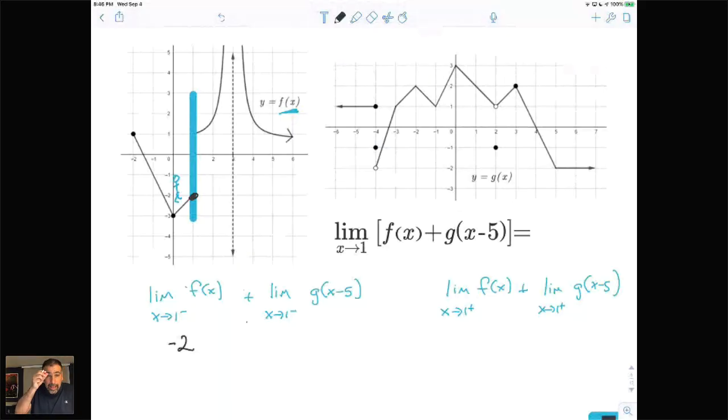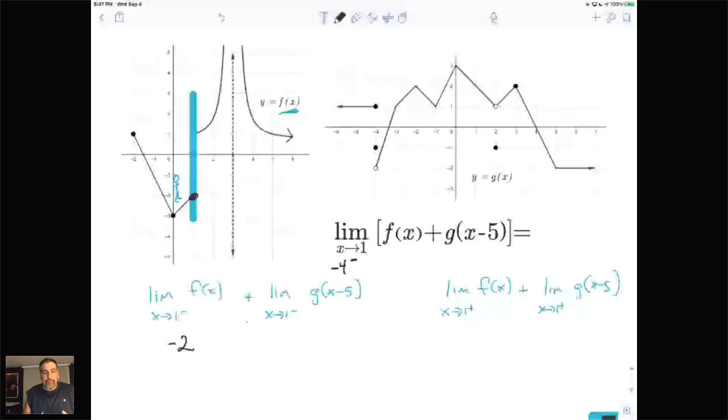Now, for the other one, the limit of g of x minus 5, this one's a little trickier, because we've got a shift going on. The way I like to think of this is, if x is going to 1, then x minus 5 is really going to -4. So I'm approaching -4 from the left on this problem because of the shift.